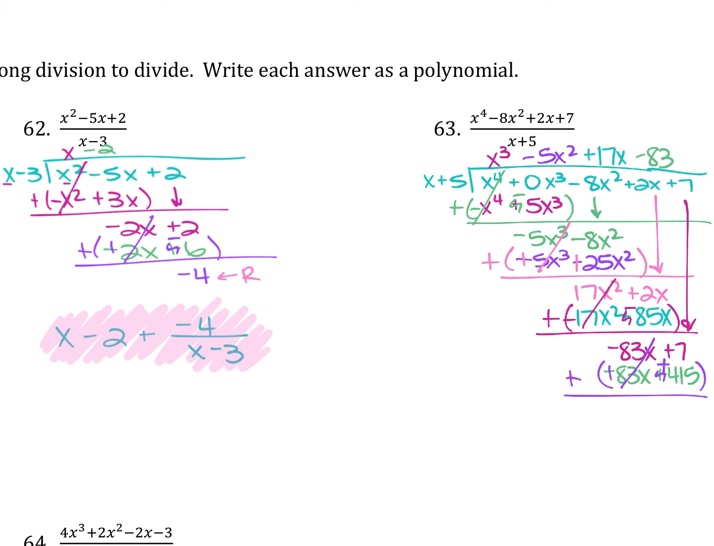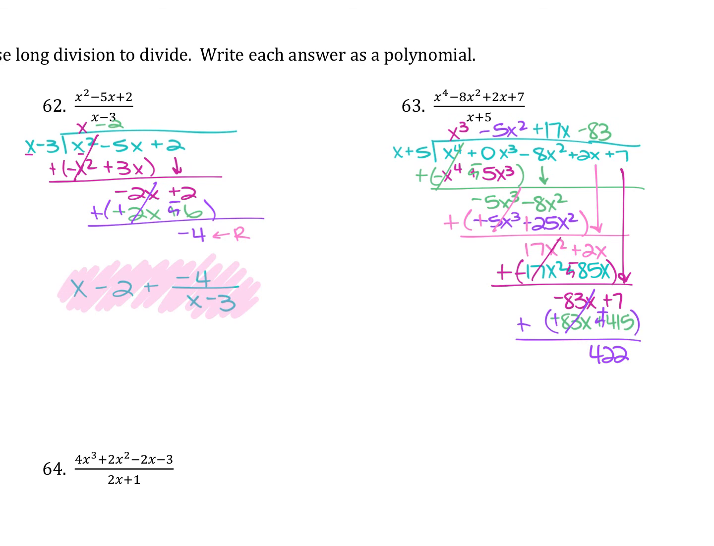The one originally was -415 because a negative times a positive is a negative. So we add these, and that gives us 422. So that is our remainder, which means our answer is x to the 3rd power minus 5x squared plus 17x minus 83 plus 422 over x plus 5.